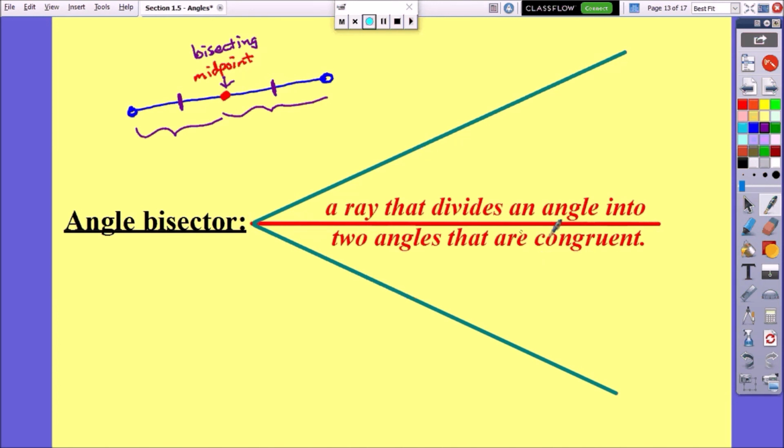Okay, so if this was a ray, I guess I need to get my arrow caps on here. Where'd my arrow caps go? So let's say this blue angle is our big angle, and this red ray is an angle bisector. Then we know that this little angle up top and this little angle on the bottom are going to be congruent. So if we have an angle bisector present, then boom, we get 2 matching angles.